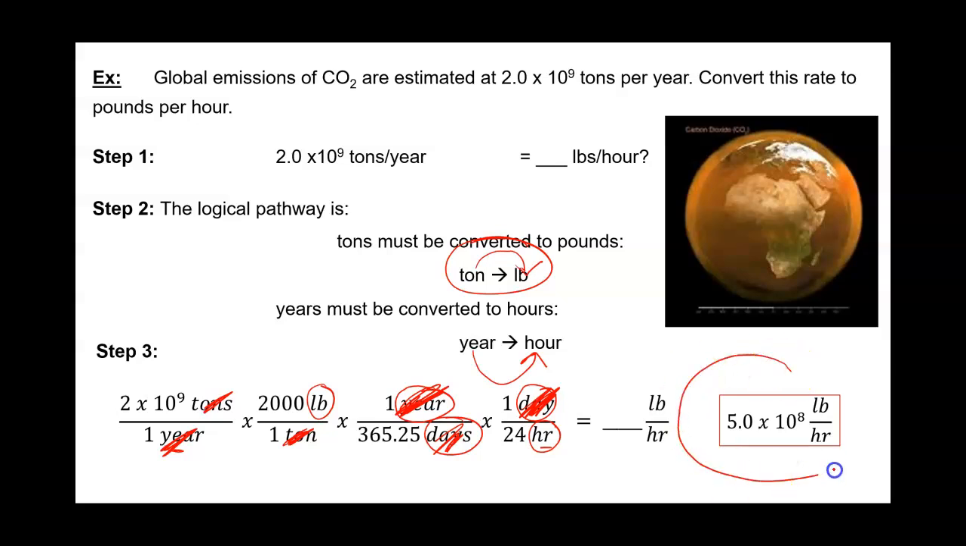So I can go ahead and put that into my calculator. And I'm going to make sure that I round off to 2 significant figures because that's how many digits I had to start with.